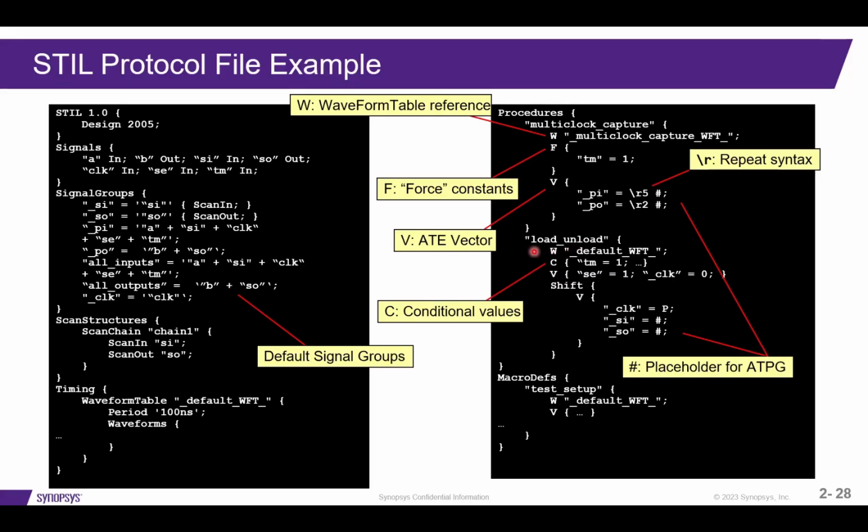The load_unload section is to indicate how to shift the scan data through scan chains. So I'll be using the W keyword with the timing waveform table. C indicates conditional values. V is for vectors. And the shift sequence looks like this. I will need to pause the clock and then apply scan in and sample scan out data. So again, the hash or pound character are placeholders for ATPG.